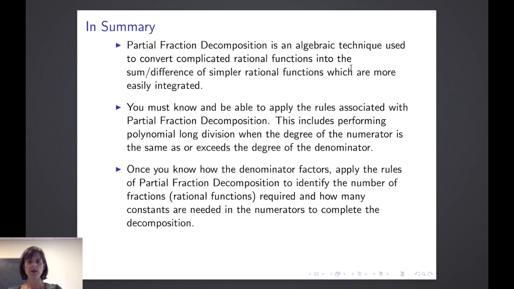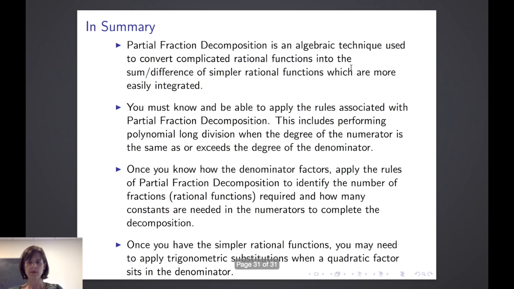Once you know how the denominator factors, you have to be able to apply the rules of partial fraction decomposition to identify the number of fractions or the number of rational functions required and how many constants are needed in the numerators to complete the decomposition. And finally, once you have the simpler rational functions, you may need to apply trigonometric substitutions when a quadratic factor sits in the denominator.